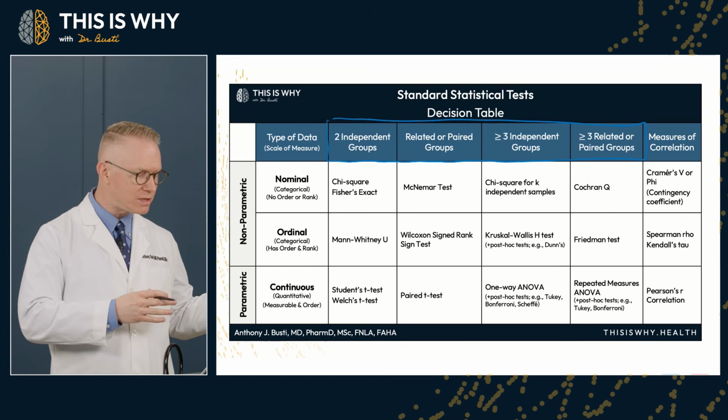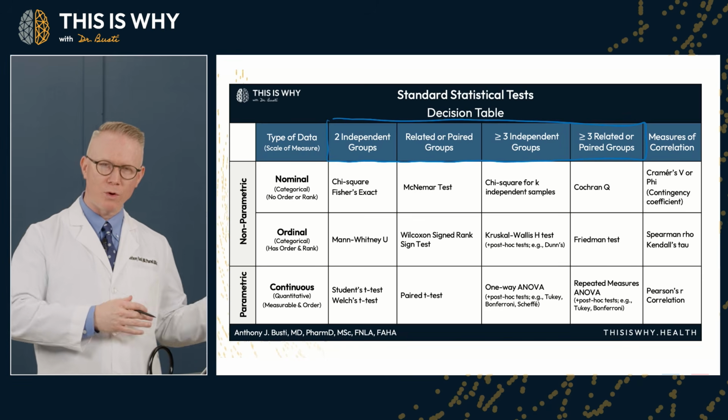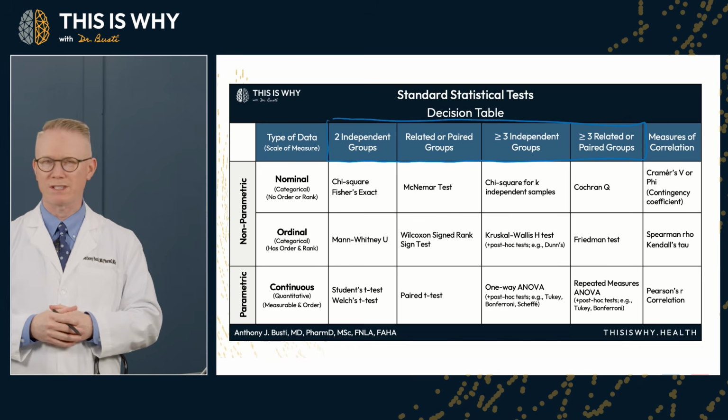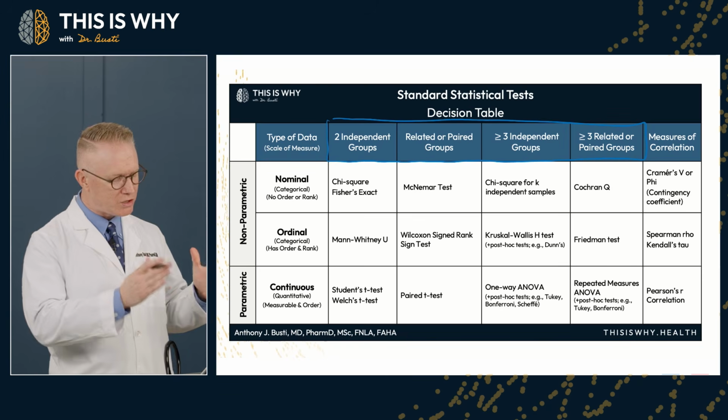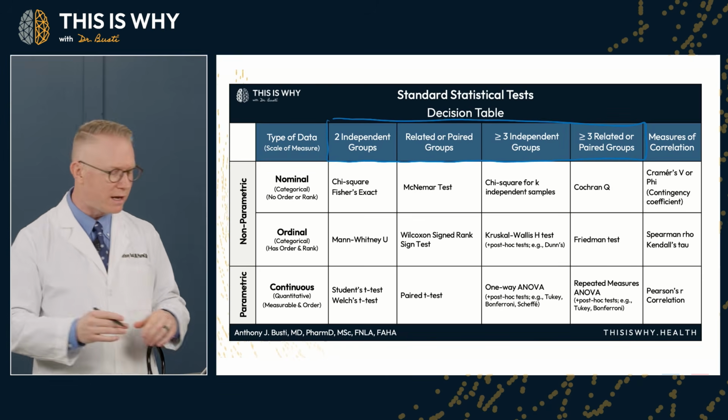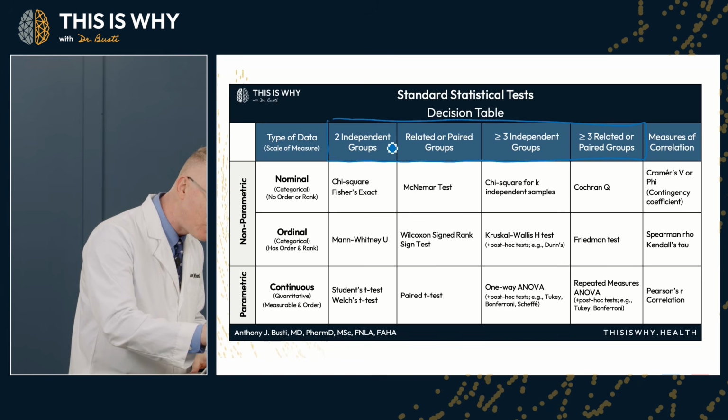And I organize the type of data by nominal, ordinal, continuous. Over on the far left, each row represents one of the types of scales of measure. And then each of the columns represents how many groups and if they're independent or related. And so we have to be able to discern that.